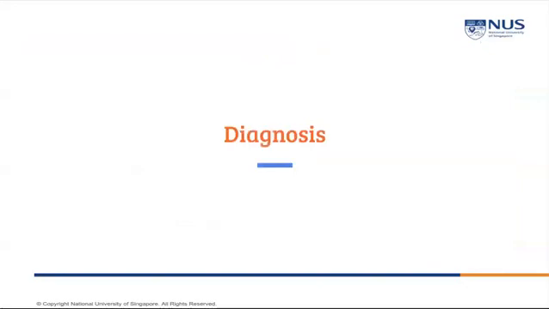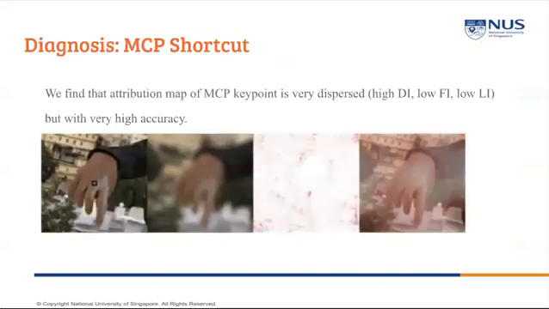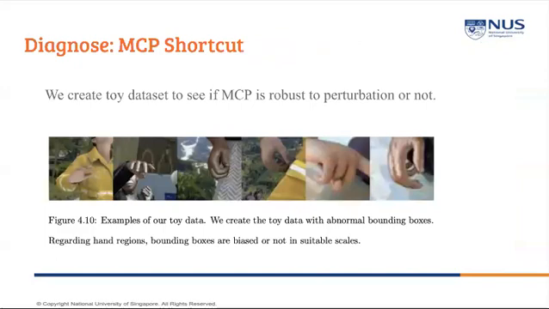In addition to analysis, we also understand two problems deeper in pose estimation via attribution and diagnose them. The first is called MCP shortcut in hand pose estimation. We find that the attribution map of the MCP keypoint is very dispersed, but with very high accuracy. The intuition is that it may not be sensitive to the location of hands.